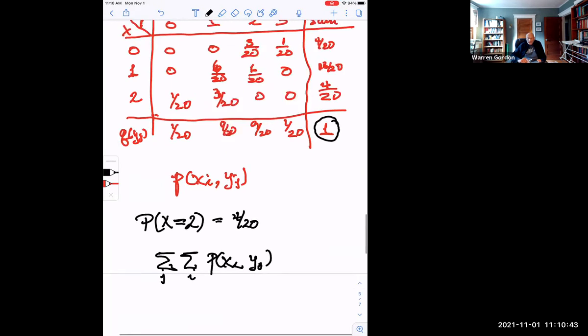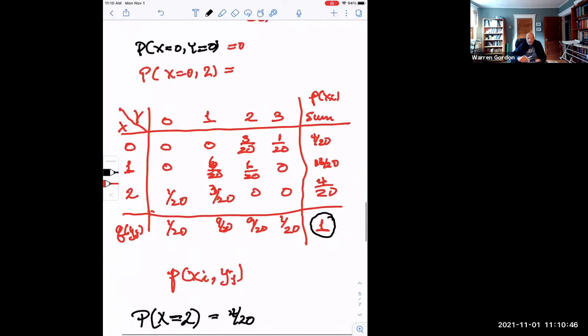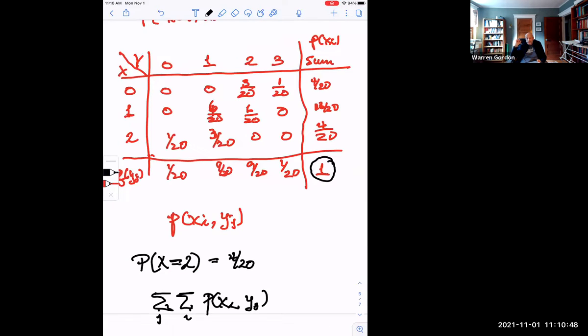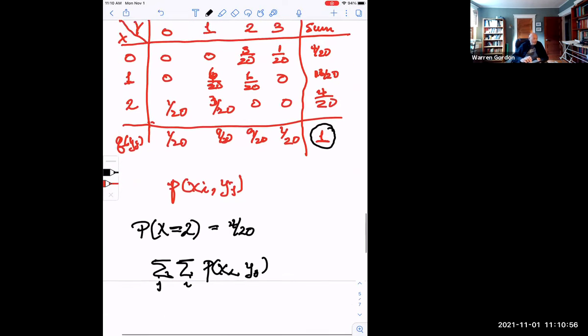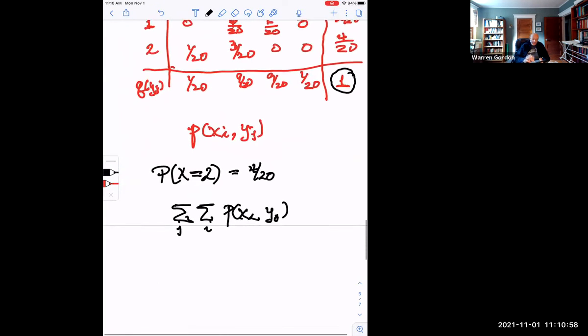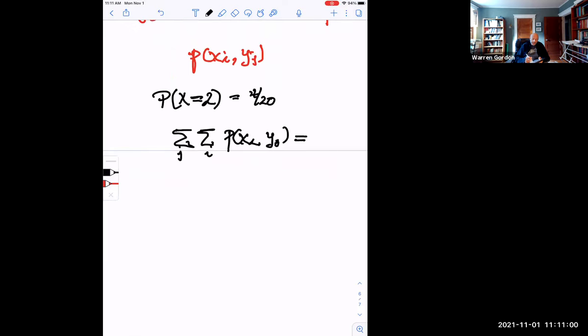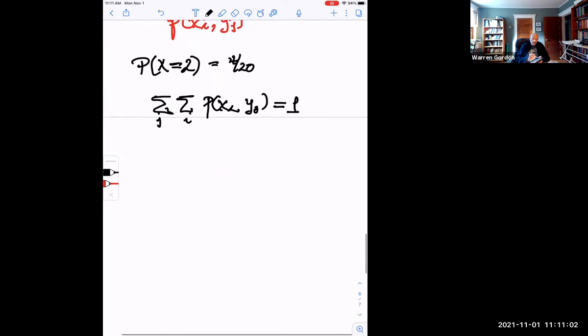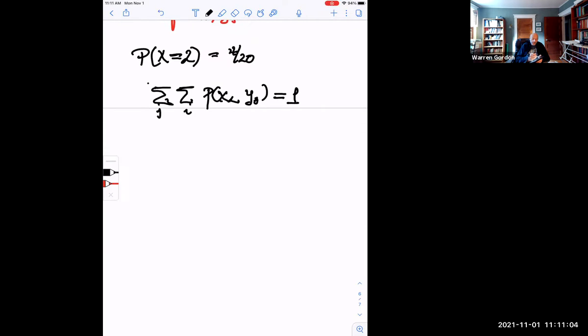And the column sum is the sum of all the probabilities for the X variables. And the sum of all the interior numbers must give us 1, the sum of all the probabilities. So that's an interesting result in itself, that if you sum all the interior numbers, we get a 1.